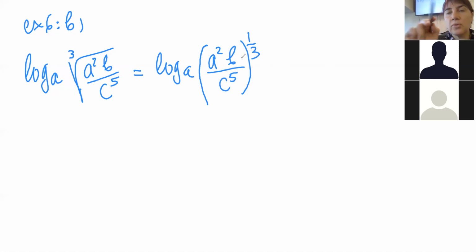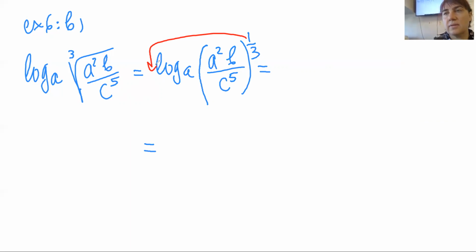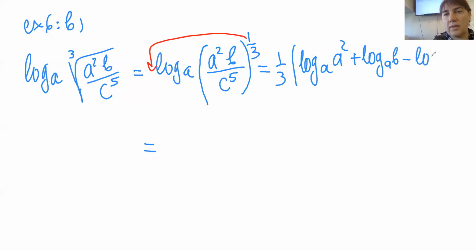Okay. So now we can do it two ways. I don't know which one is the best. One will be here, the other will be here. First, we get this in front, right? Let's make this single. Then we are going to have 1/3, and then in parentheses, because you're going to split this one, log a squared plus log ab minus log c to the 5th, right? Do you agree, everybody? This is one way.